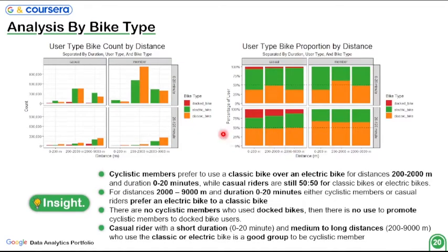Bike type analysis shows us that the classic bike is the most popular bike among Cyclistic members, and there are no docked bikes for Cyclistic members. More Cyclistic members use the classic bike for a duration of 0 to 20 minutes and a distance of 200 till 2000 meters. For a distance of 2000 till 9000 meters and a duration of 0 to 20 minutes, either Cyclistic members or casual riders prefer an electric bike rather than a classic bike.